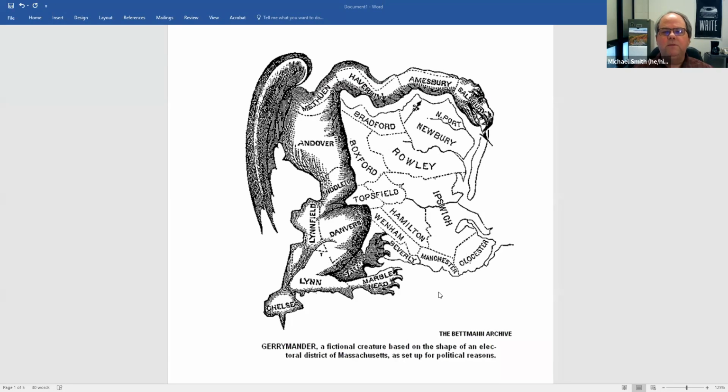And you might be thinking, well, Professor Smith, that doesn't look like a salamander to me. That looks like a dragon. That's right. Dragon is another word for what used to be called a salamander. Salamander doesn't just mean those little amphibians. It's an old-fashioned word meaning dragon. So the original gerrymander is actually Gerry's Dragon.